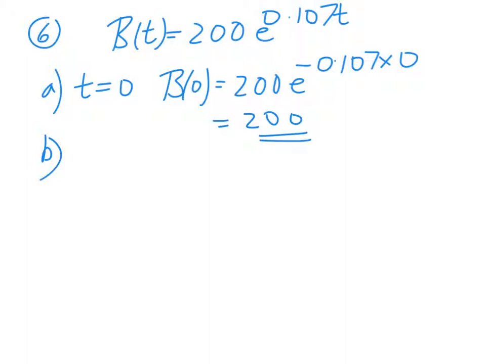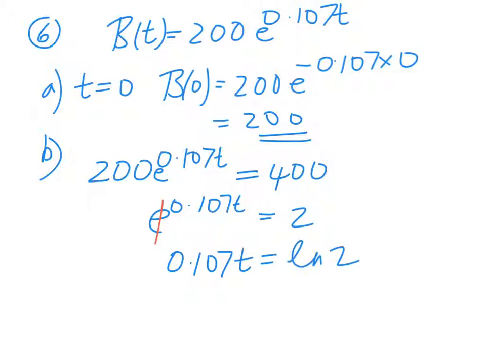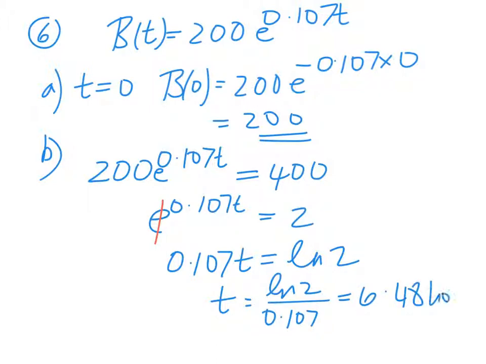For the second part of the question, how long will it take to double? Well, that's how long 200 e to the 0.107 t makes 400, or when e to the 0.107 t makes 2. If we want to remove the exponential from this side, we do the opposite to exponential, which is take the logs. So if the exponential disappears, you'll be left with 0.107t equals ln2. So t is ln2 divided by 0.107, which we can get from our calculator as 6.48 hours.